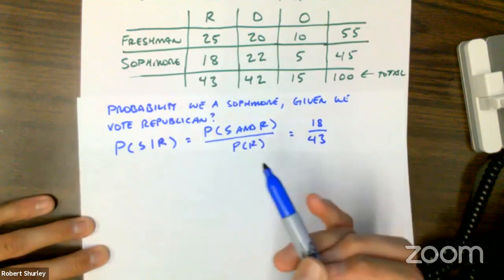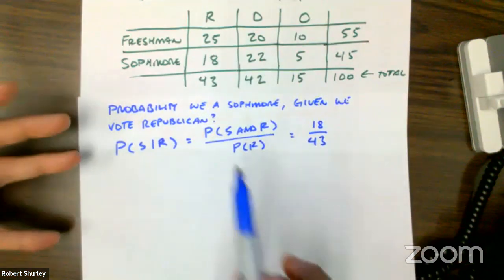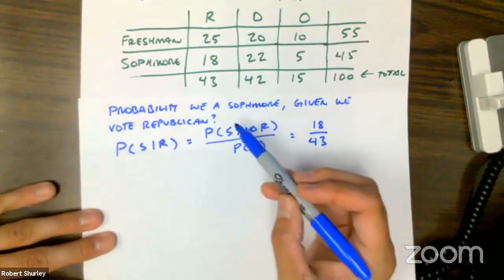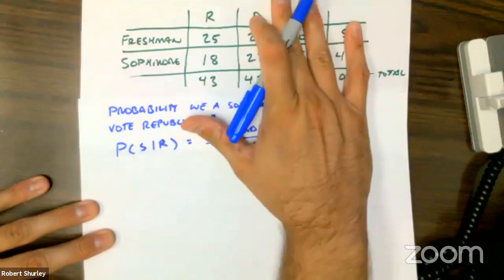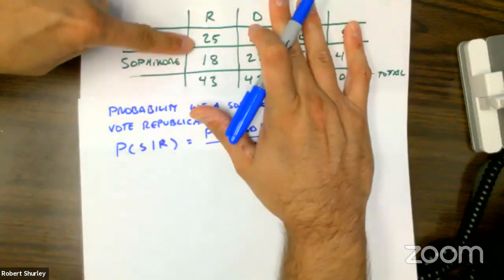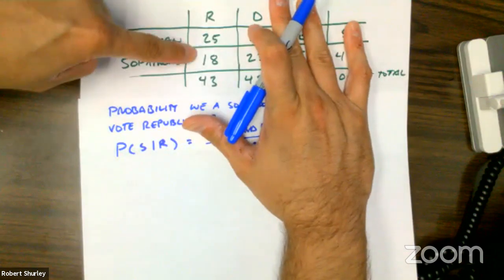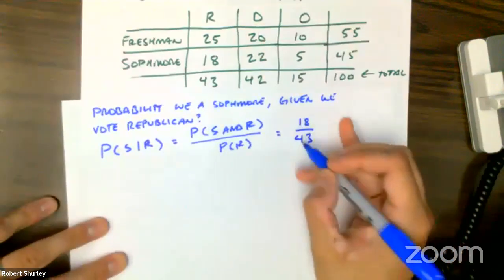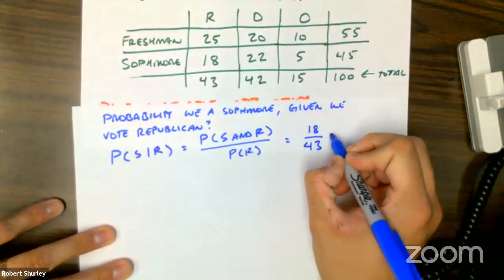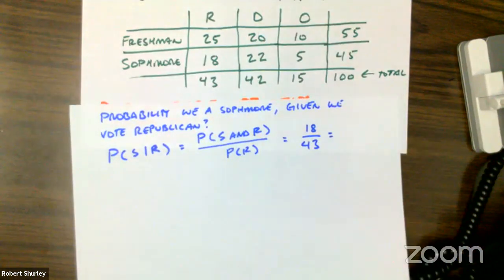So think about this. Now I'm going to kind of show you how equationally it relates to what's actually happening. If I want to know the probability we're a sophomore given we're Republicans, so we're only looking at Republicans, right? And it turns out there's 18 sophomores that are Republicans. Well, there's 43 total Republicans, right? So 18 out of 43 would give us this probability, which if I put it in my calculator correctly, I've got 0.419.